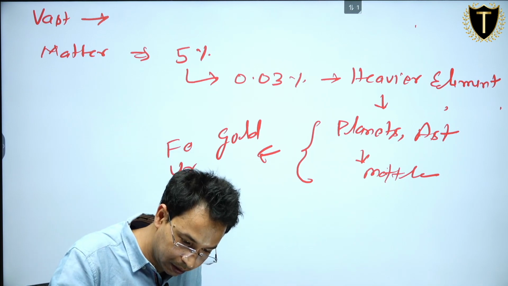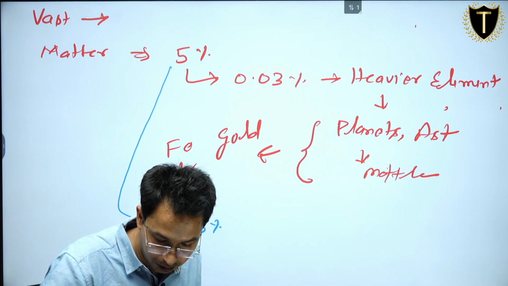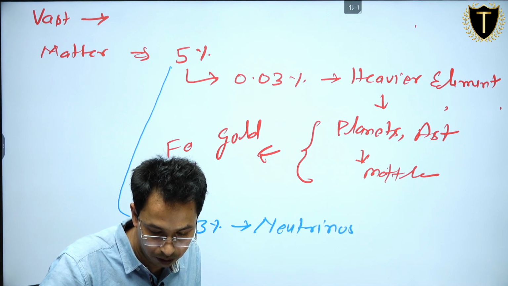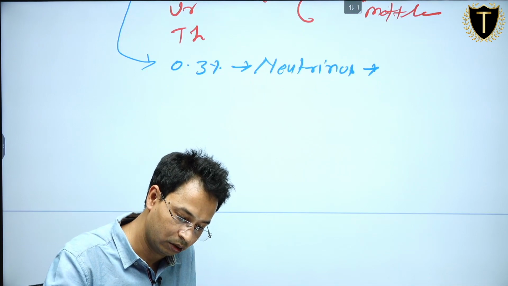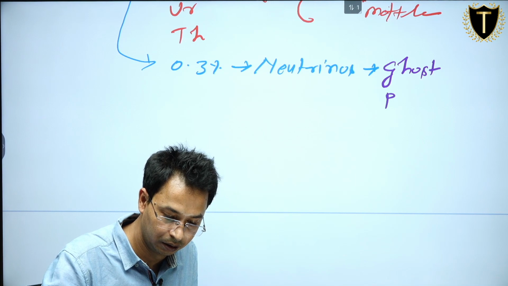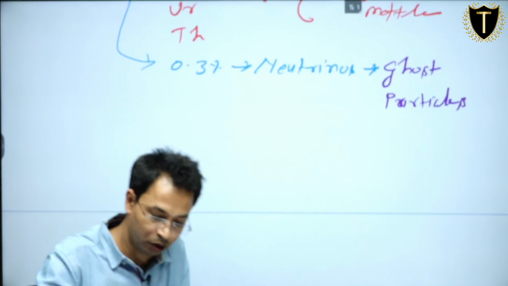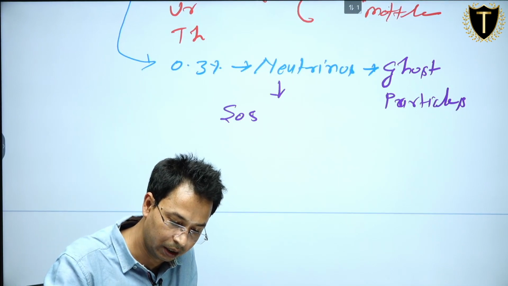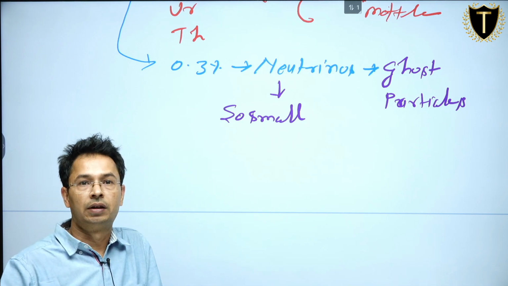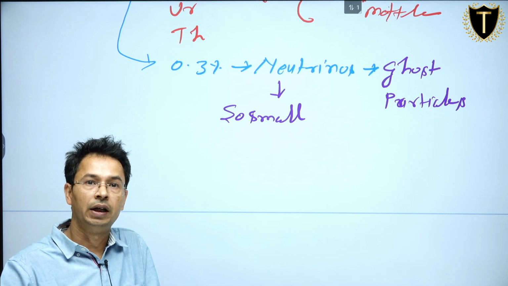And the other thing, it is 0.3%. These are neutrinos, and neutrinos are also called ghost particles. They are ghost particles. Why are they ghost particles? Because they are so small that they can cross the complete earth. Complete diameter of earth can be crossed by the neutrinos without interacting with even a single atom.